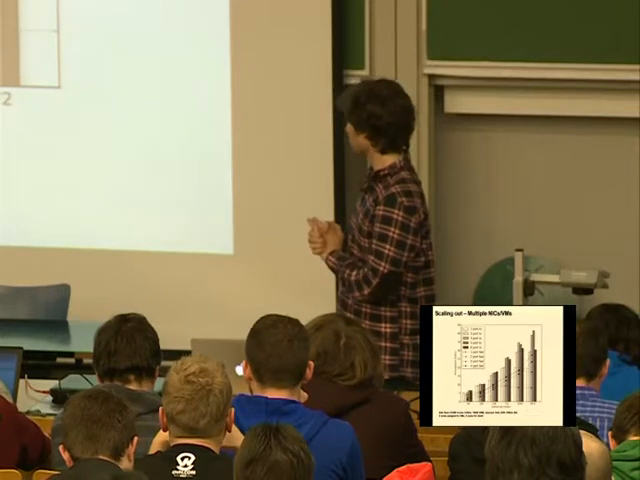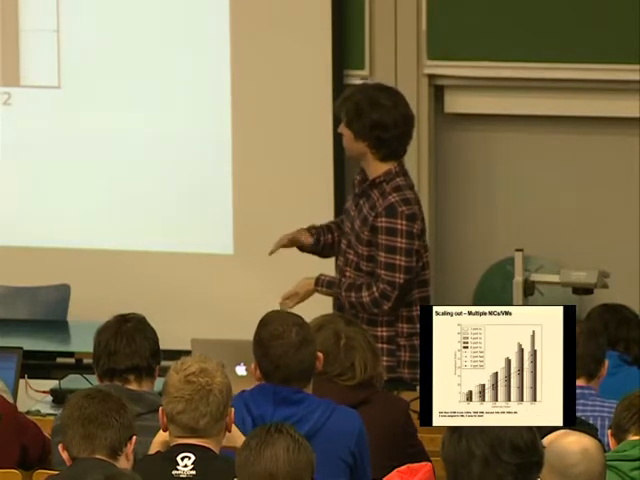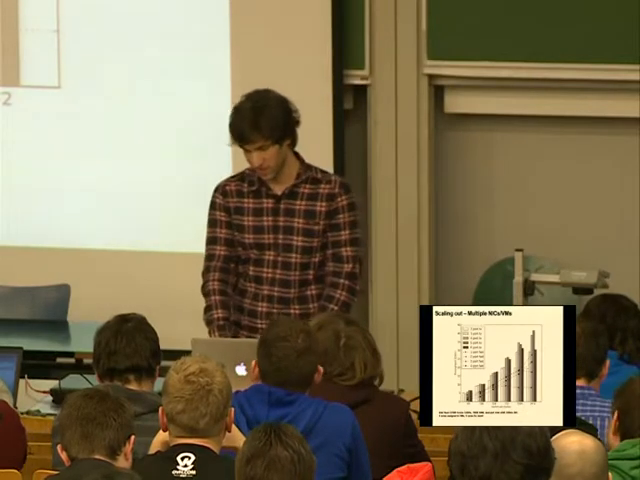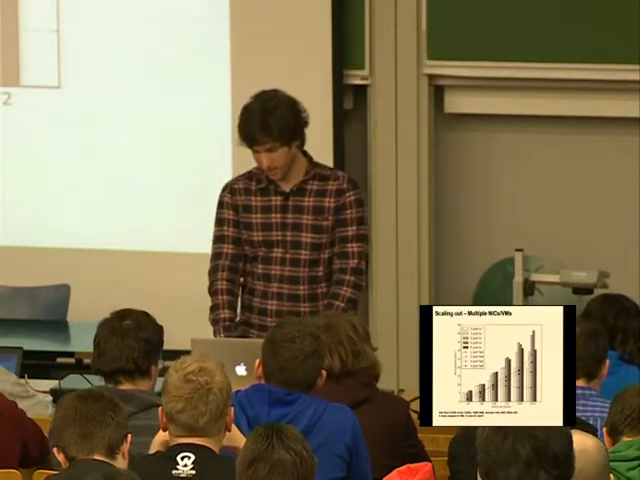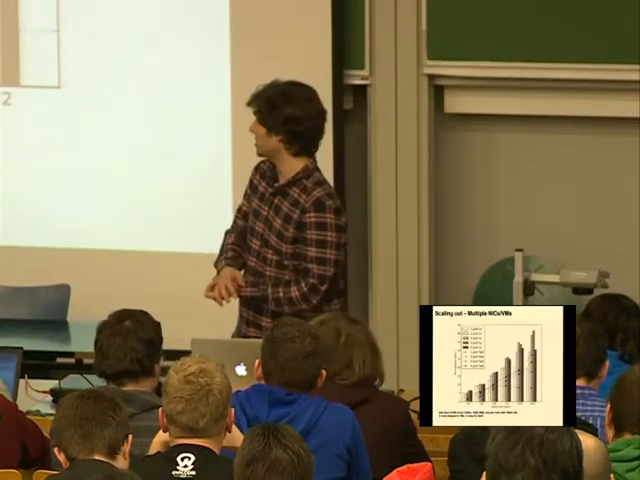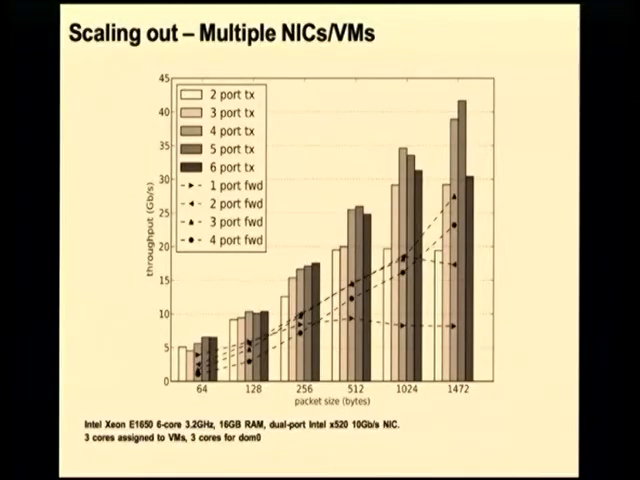And we don't exactly scale that well for minimum size packets over multiple NICs. Again, this was on the same setup as the previous experiment. We assigned three cores for Dom0 and three cores for the VMs. Each of the cores has one NIC, with all the NIC interrupts assigned to it. Otherwise the NIC starts to starve and is not able to process all the packets. So there was a bit of fine-grained tuning on the interrupts.